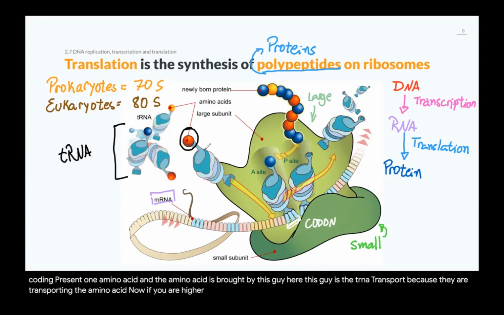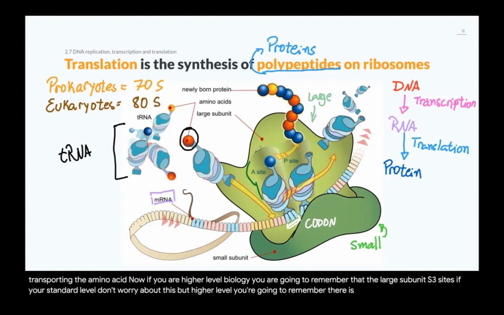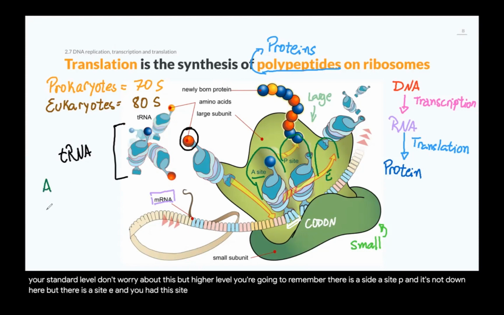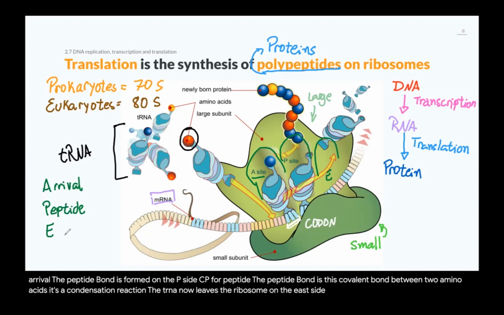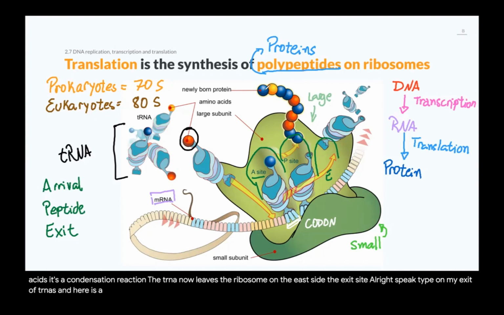Now, if you are higher level biology, you are going to remember that the large subunit has 3 sites. If you're standard level, don't worry about this. But higher level, you're going to remember there is a site A, a site P, and it's not drawn here, but there is a site E, right? You have the site A, site P, and site E. A is where the amino acid arrives, so A for arrival. Then the peptide bond is formed on the P site, P for peptide. So the peptide bond is this covalent bond between 2 amino acids. It's a condensation reaction. And then the tRNA now leaves the ribosome on the E site, the exit site. A arrives, P, peptide bond, E, exit of tRNAs, and here is our peptide being built.